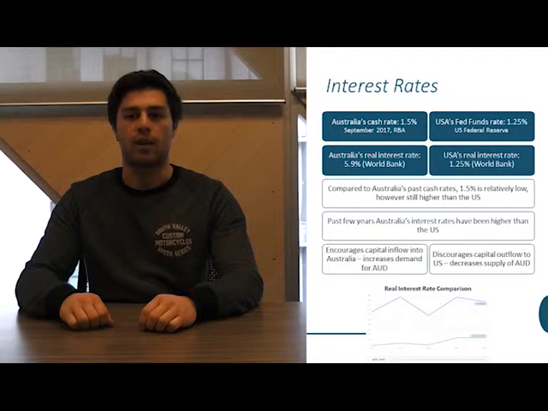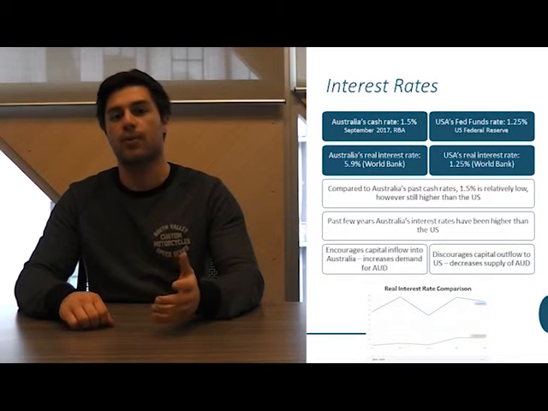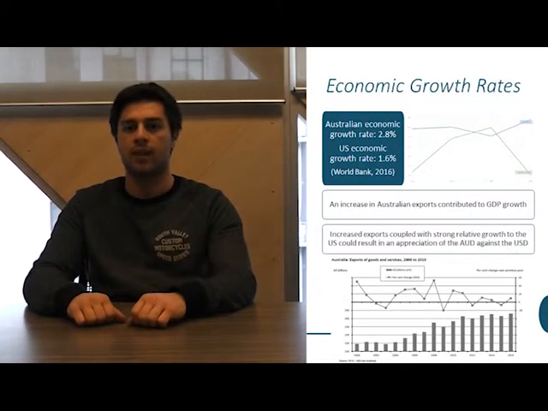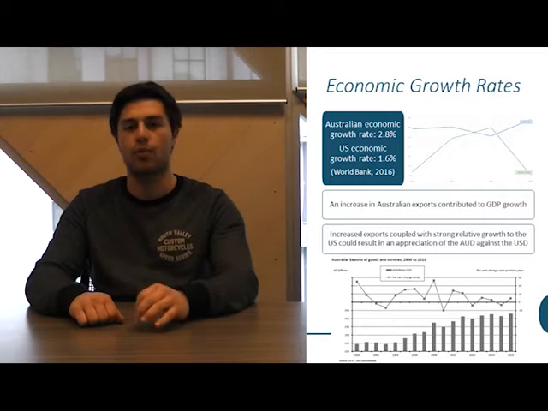Furthermore, as reported by the World Bank, Australia's real interest rate is 5.9% compared to the US of 2.2%. As a result, Australia is less likely to then depreciate against the US dollar due to higher real returns that it receives. The growth rate that Australia has experienced in the year ending 2016 was 2.8%. That was 1.2% higher than the US growth rate of 1.6% in the same period, as reported by the World Bank website.